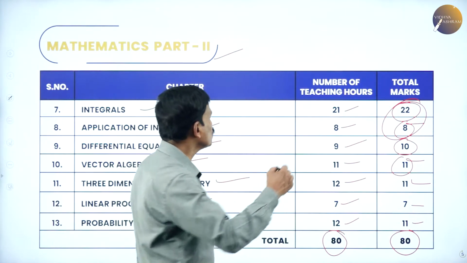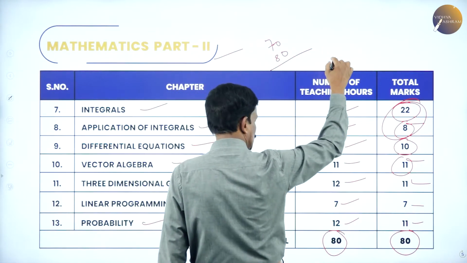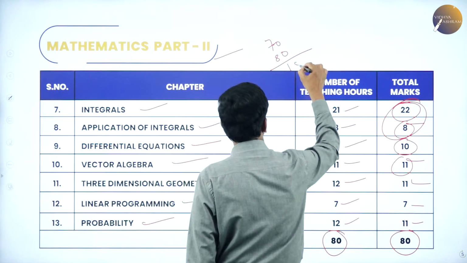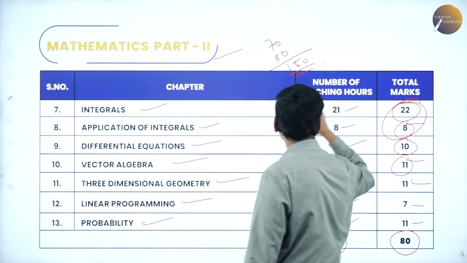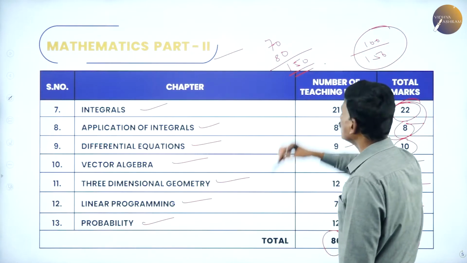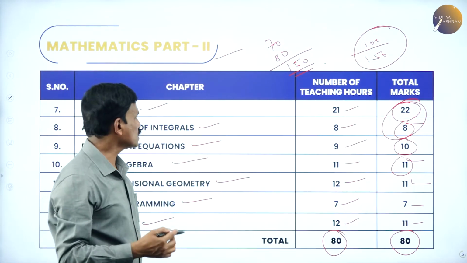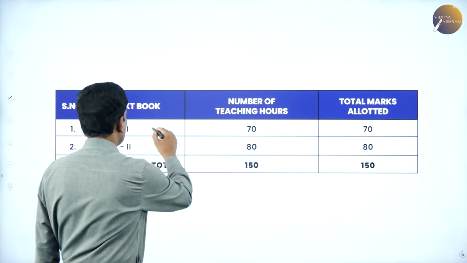So totally in part 1 we have 70 marks, whereas in part 2, 80 marks. Totally the maximum marks is 150. Out of this 150 we are going to answer for 100 marks. Okay. Now let us come to the detail in part 1.